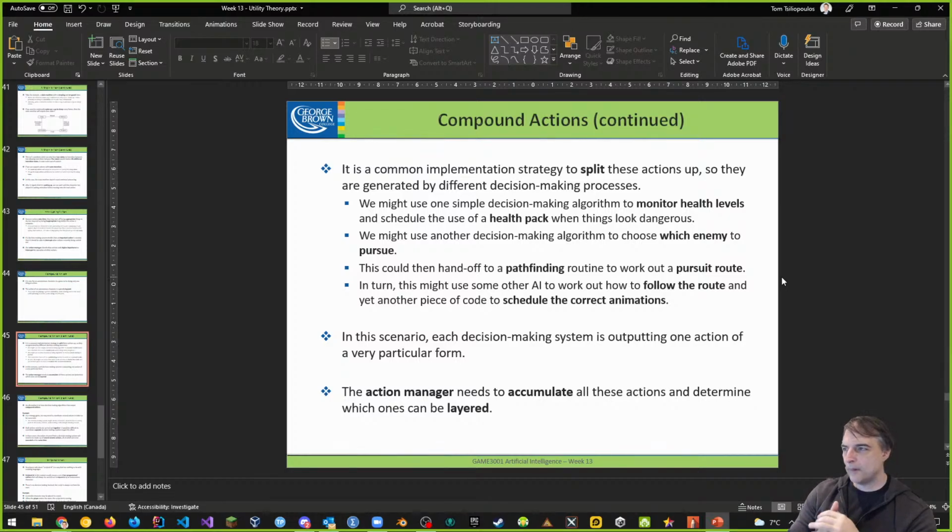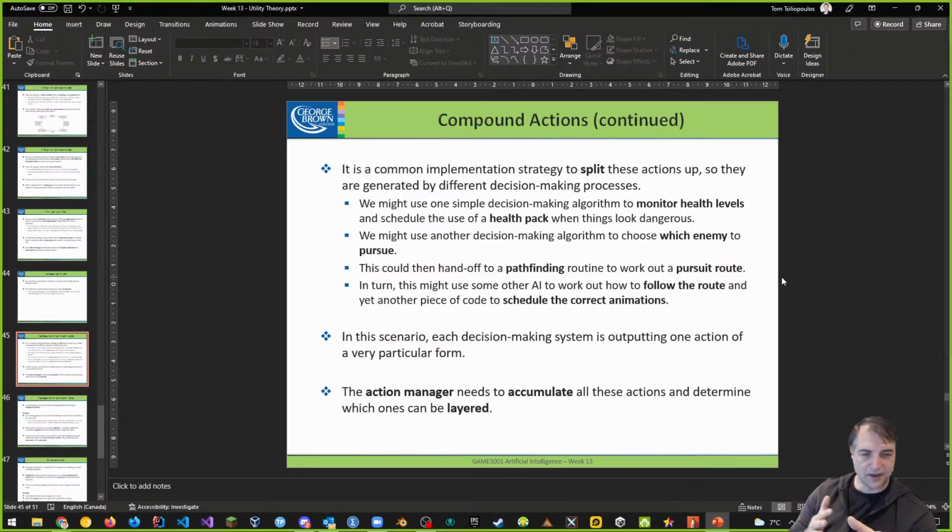So again, the common implementation is really to split these actions up so they are generated by different decision-making processes. Okay, so we might use one simple decision-making algorithm to monitor health levels, some kind of health monitoring system. We might use another decision-making algorithm to choose which enemy to pursue. I'm pursuing this enemy because maybe I have a goal or a motivation, because they burned the village that I come from, as an example.